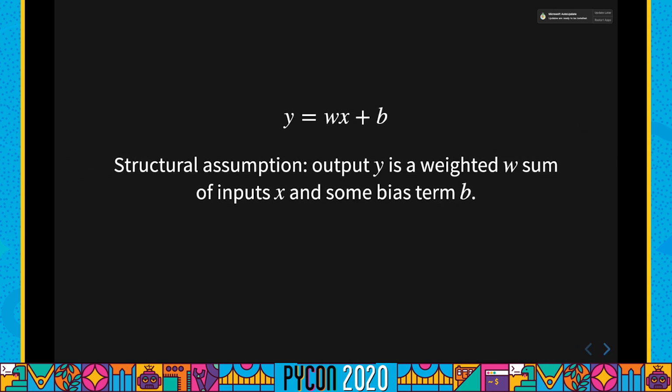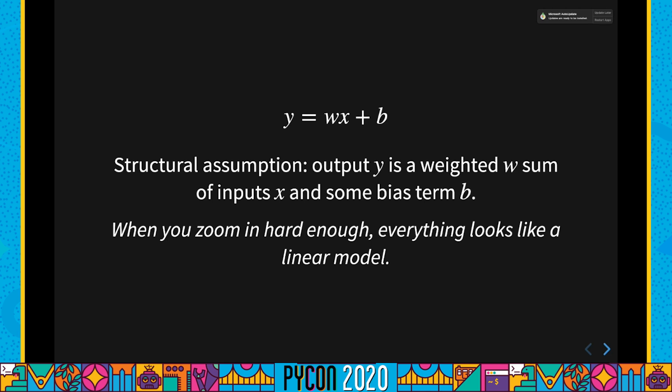Linear models are incredibly useful because they encode a structural assumption that the outputs are a weighted sum of the inputs with a bias term added in. Now, much of the world isn't linear, and in many applications, linear models would be an extremely naive assumption. That said, one thing I heard before is that if you zoom in hard enough, everything looks kind of linear.